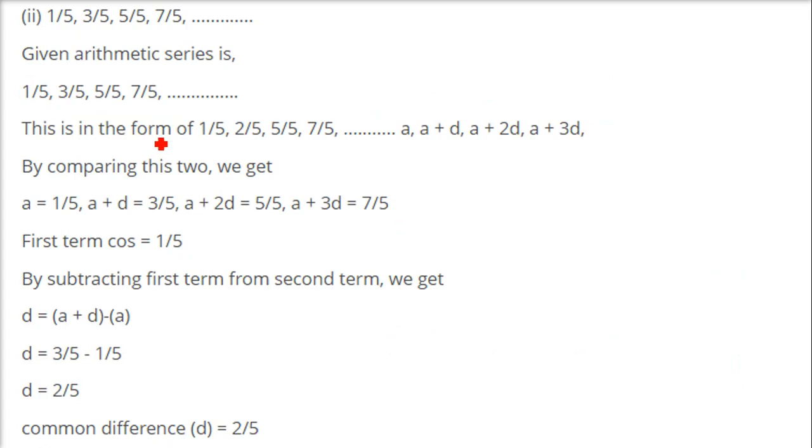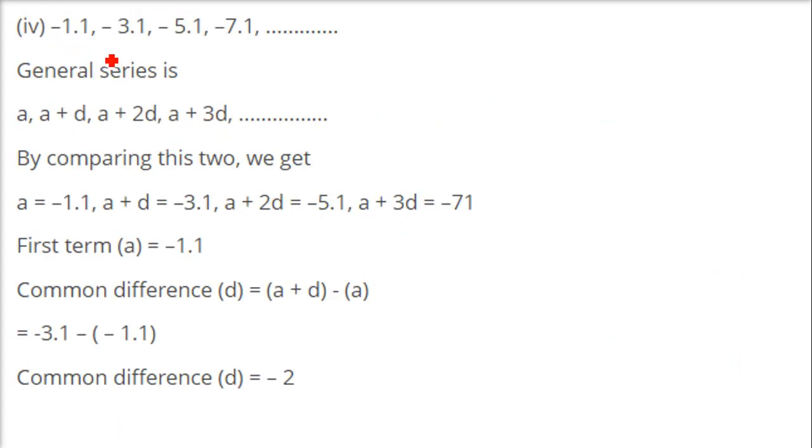So let us take this one now, fourth one. What is the first term, which is minus 1.1? So this is the A. So the general series will be A, A plus D, A plus 2D, A plus 3D like this. First term is this one, minus 1.1. So this is the first term.